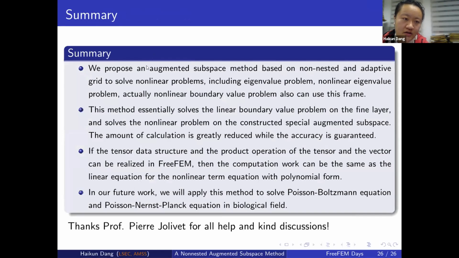Okay, and here is a small summary. We proposed an augmented subspace method based on non-nested and adaptive meshes to solve nonlinear problems. This method essentially solves the linear boundary value problem on the fine grid, and solves the nonlinear problems on a special augmented subspace. So the workload of this calculation is greatly reduced. And if the tensor data structure and the product operation of the tensor and the vector can be realized in FreeFEM, then the computation work can be the same as the linear Laplacian equation for the nonlinear term with polynomial form.